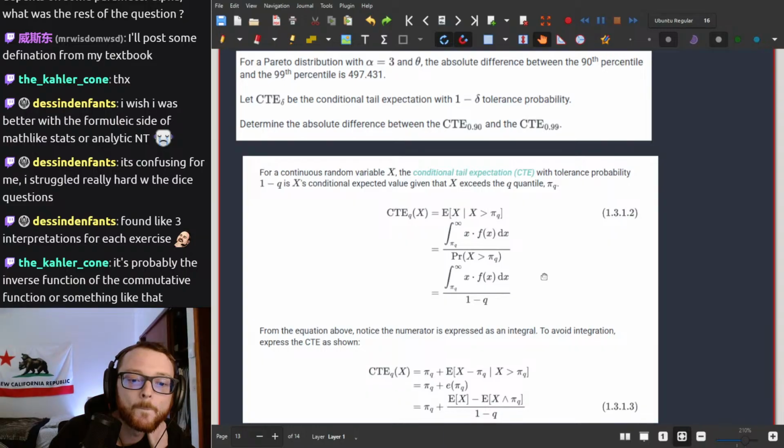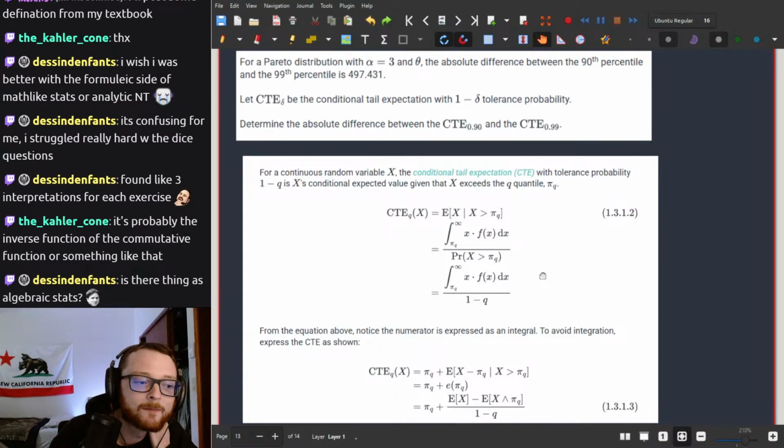Hmm. Probably the inverse. Maybe. Algebraic stats? You know, I feel like maybe it's possibly the algebraists weaseled their way into stats.